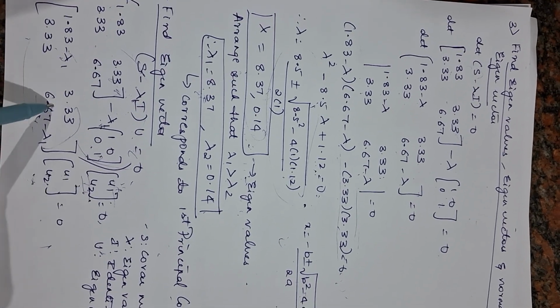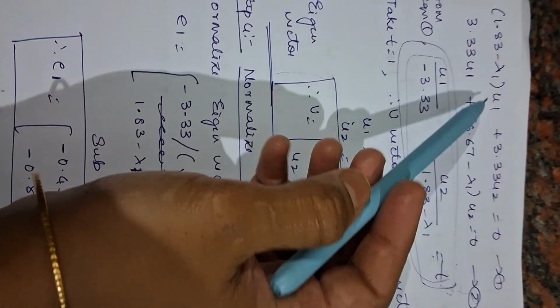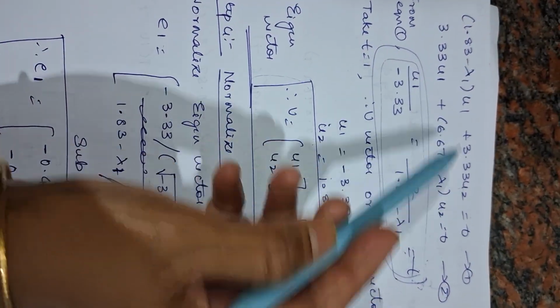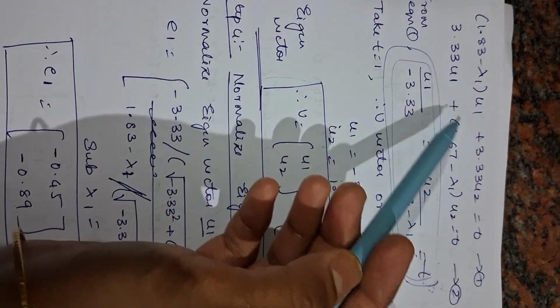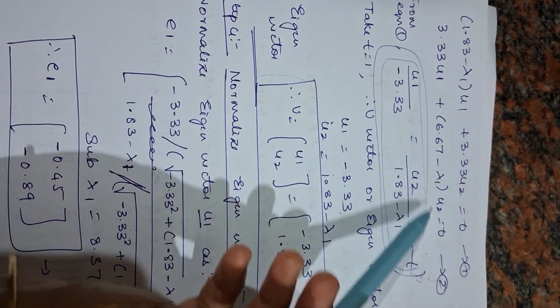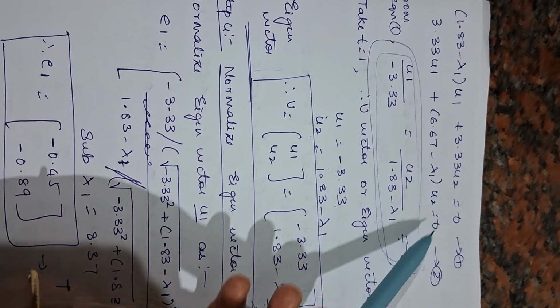So the final matrix you get is 2 cross 1. You will have a 2 rows 1 column matrix. So each row I will equate to 0. I get this one equation and this is another equation. Now we have to solve these equations. How do you solve this?